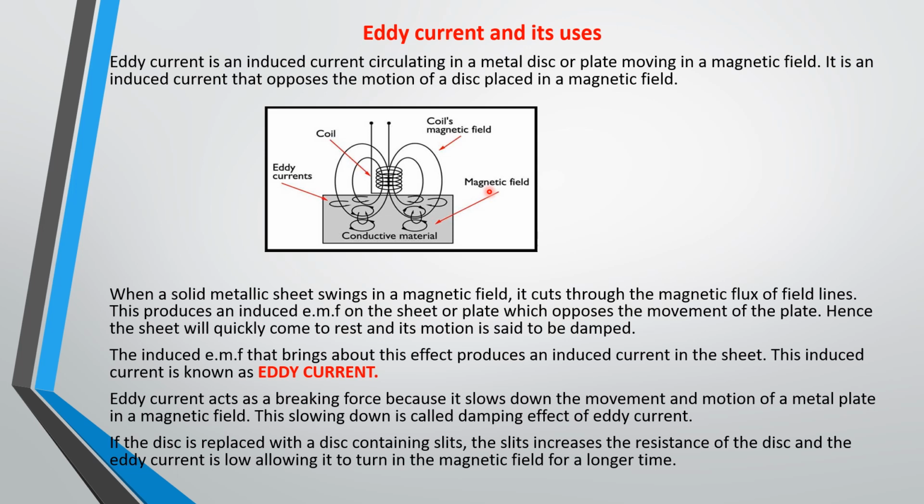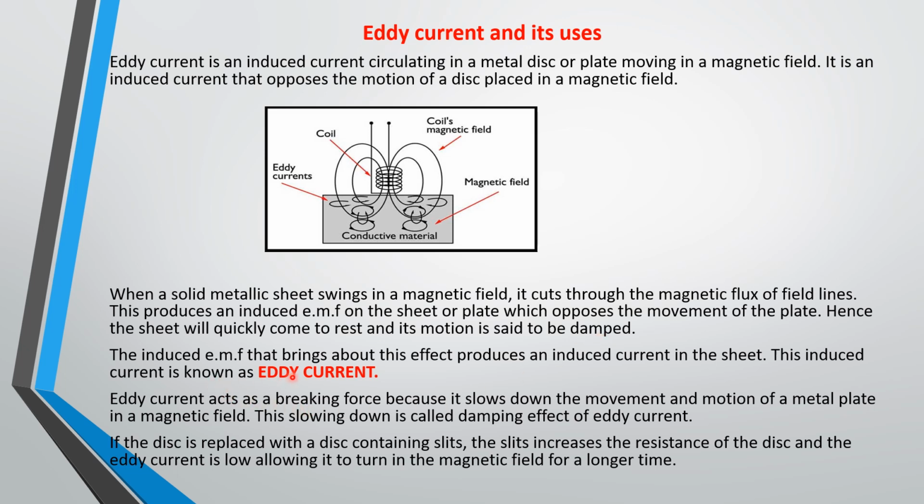Is that okay? So when a solid metallic sheet swings in a magnetic field, it cuts through the magnetic flux of the field lines. This produces an induced EMF on the sheet or plate, which opposes the movement of the plate. Hence, the sheet will quickly come to rest and its motion is said to be damped. So eddy current has a damping effect. It stops the motion of a plate that is moving in a magnetic field.